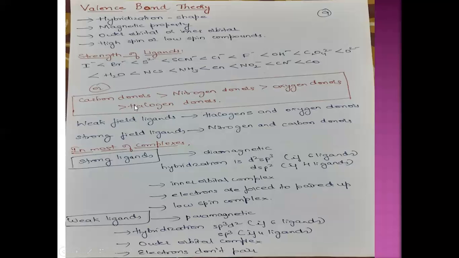Oxygen donors and halogen donors are the weak field ligands, but the carbon donors and the nitrogen donors are the strong field ligands. Okay, did you get that? Yes. Let's move on.